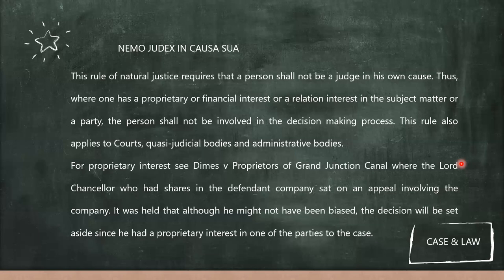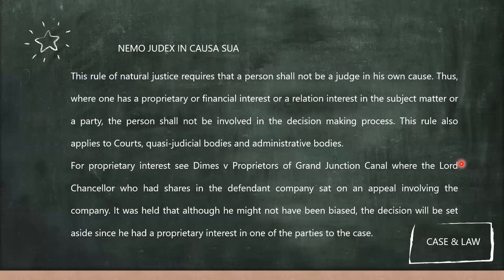Now, for proprietary interest, we can see the very popular case of Dimes versus Proprietors of Grand Junction Canal, where the Lord Chancellor, who had shares in the defendant company, sat on appeal involving the company. So the judge had shares in the company, and there was a determination on the affairs of the company, and it was determined that it was possible the judge could be biased, because the judge held shares, the judge had an interest in the company. So the probability that the judge would be biased was very, very high. So this case was in the UK.